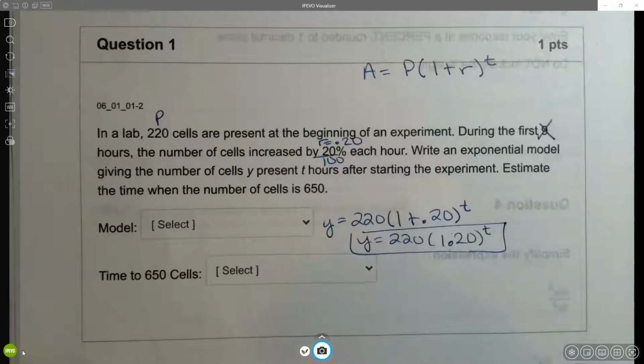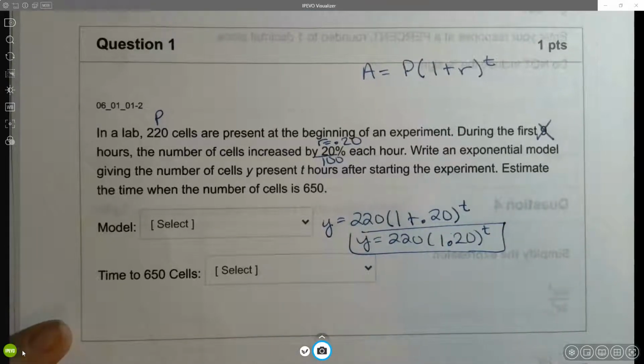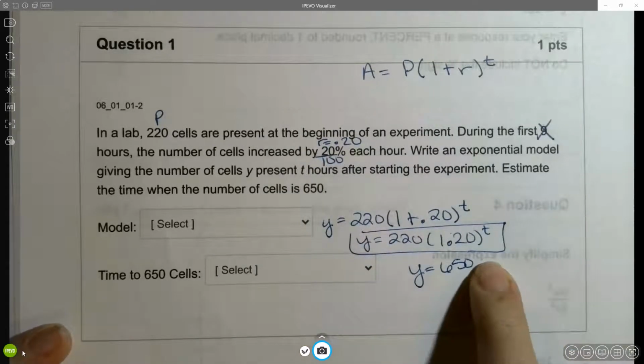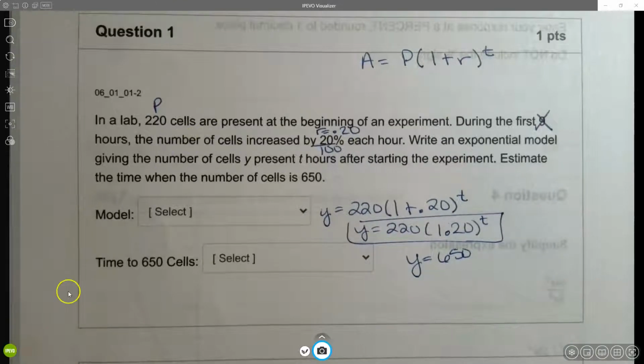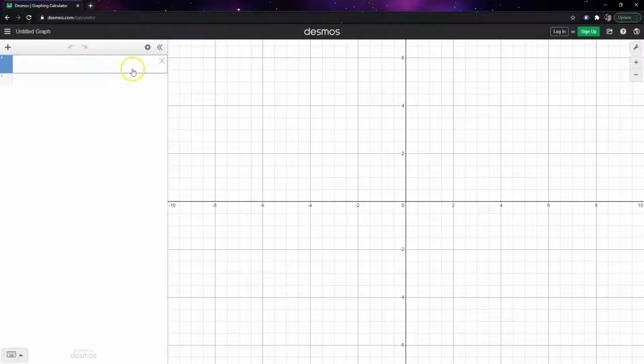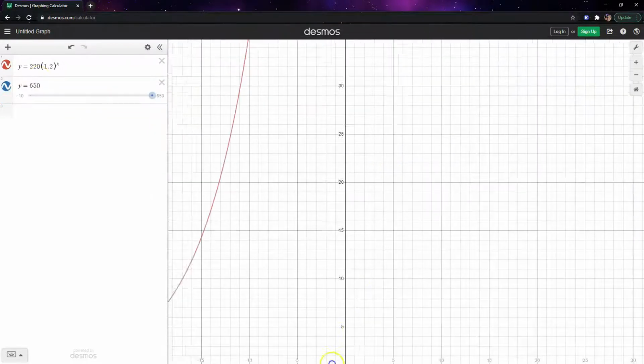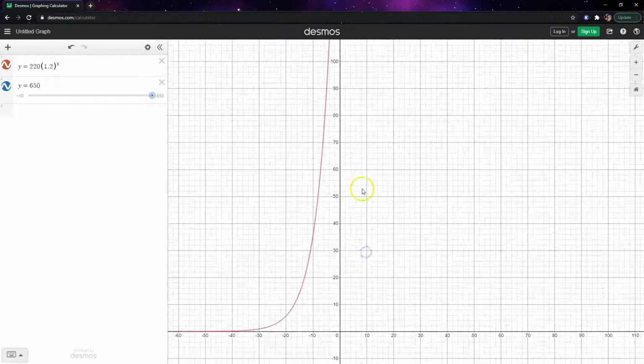Then it wants me to estimate the time when the number of cells is 650. So what I want to do is go on Desmos and graph y equals 650 and the equation up above. So give me a second to pull up Desmos. I want to start off by typing my first equation. When I type into Desmos, I will need to remember to replace the t with an x because Desmos only works on y and x. And then 650. Then I just want to zoom out until I see both of my graphs.